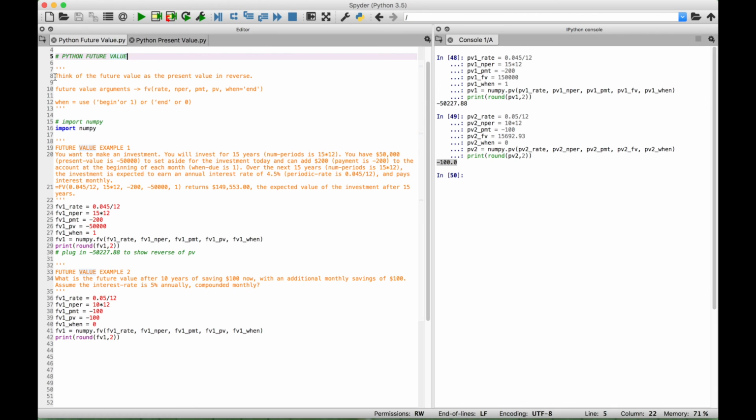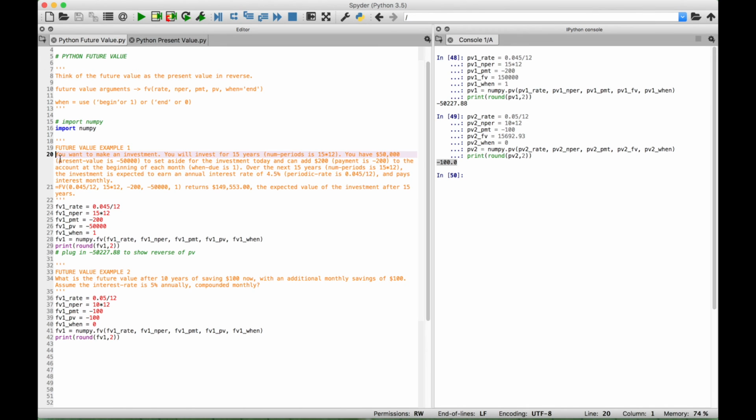You can think of the future value as the present value in reverse. The arguments for the future value function include the rate, the number of periods, the payment or payments, the present value, and the when. And again, for the when, you can use begin or 1, and for the end, you can use end or 0. So just like for the present value, to use the function, we need to import our NumPy extension. And let's go ahead and get started with our first example here.